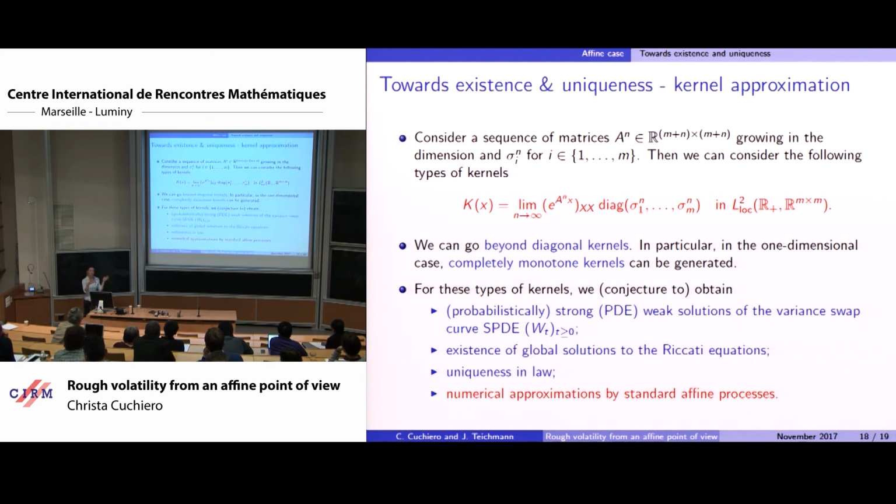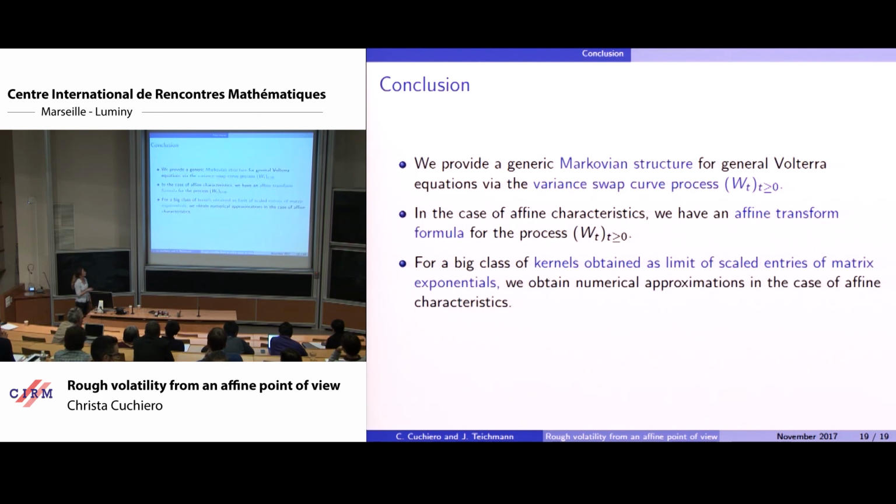And in particular, what is really nice is we get numerical approximations by these standard affine processes. So we only have to do these very high-dimensional affine processes at these components where we have no diffusion part, and then we can generate these kernels and obtain then also simulation techniques for these Volterra-type equations.